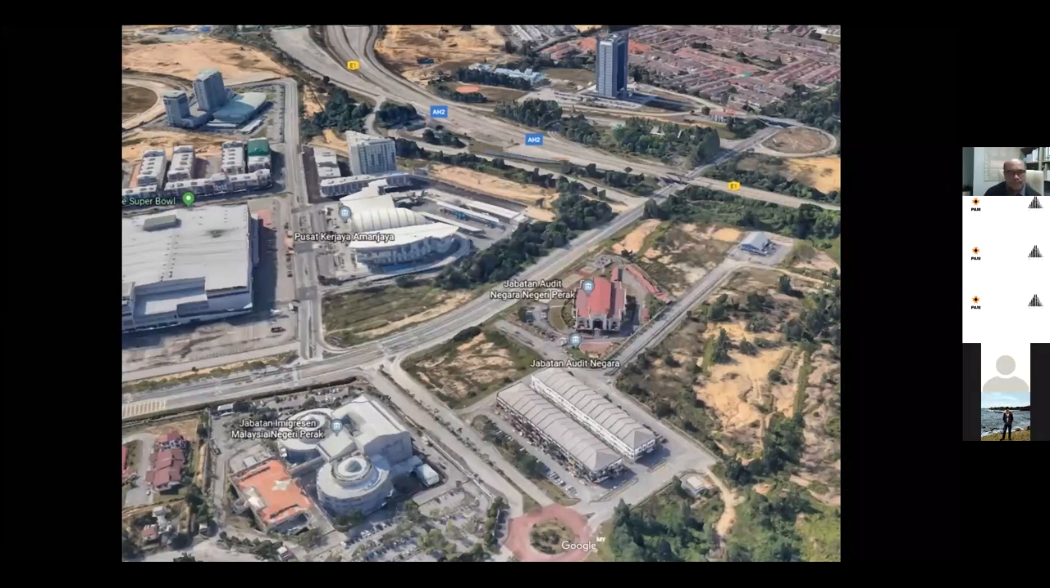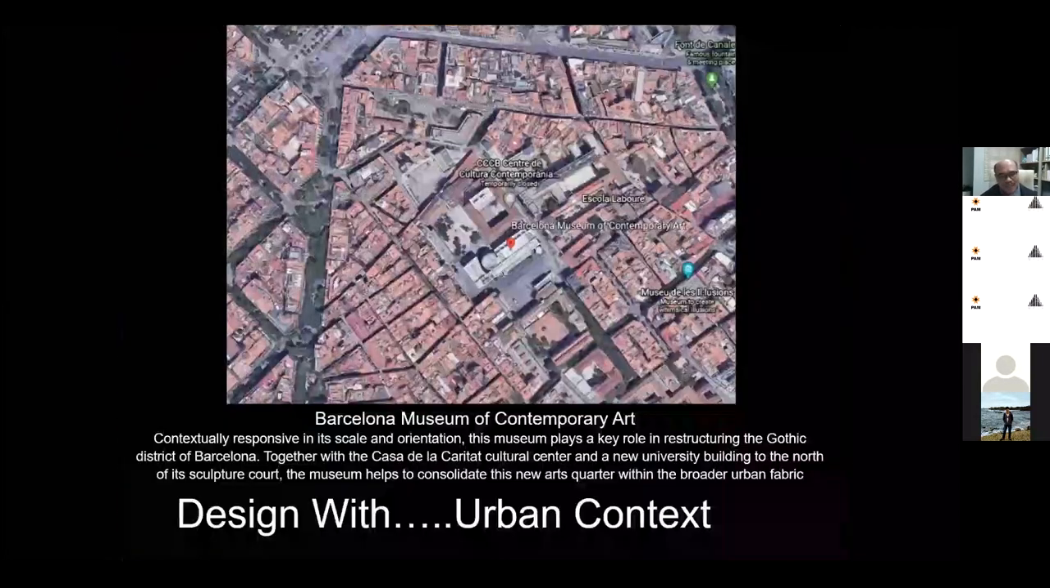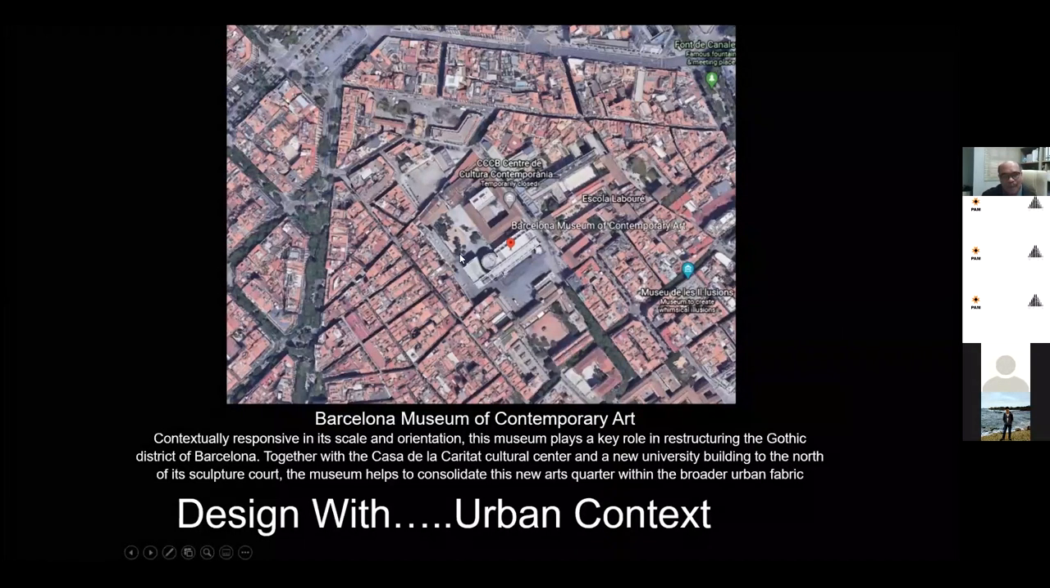Okay, now we go to Barcelona, looking at design with urban context. So this one is the Barcelona Museum of Contemporary Art, designed by Richard Meier. You can feel the building in white, somehow a part of this urban fabric of old Barcelona, because of the nature of the existing structures, very close quarters, very tight site. Somehow Richard Meier did manage to integrate his museum with the existing rich urban fabric. So it's quite contextually responsive in its scales and orientation.